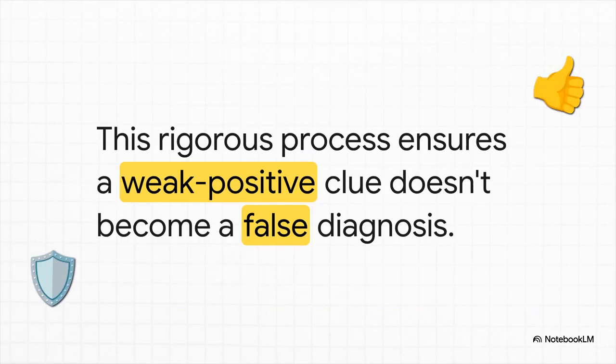And you know, that's really the whole point of this story. This entire meticulous process, it's a safety net. It's all about protecting patients. It ensures that a confusing clue, that little weak positive signal, gets investigated until there's absolutely no doubt. It's what stops an ambiguous result from turning into a wrong and potentially devastating diagnosis.